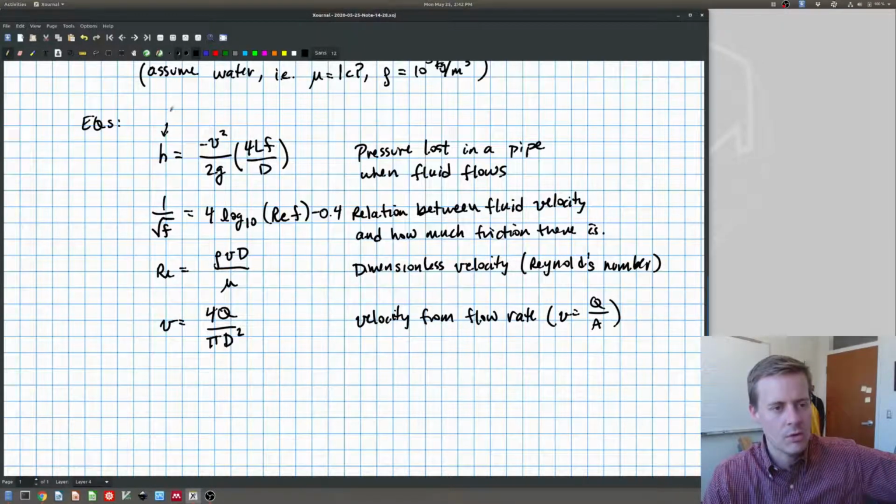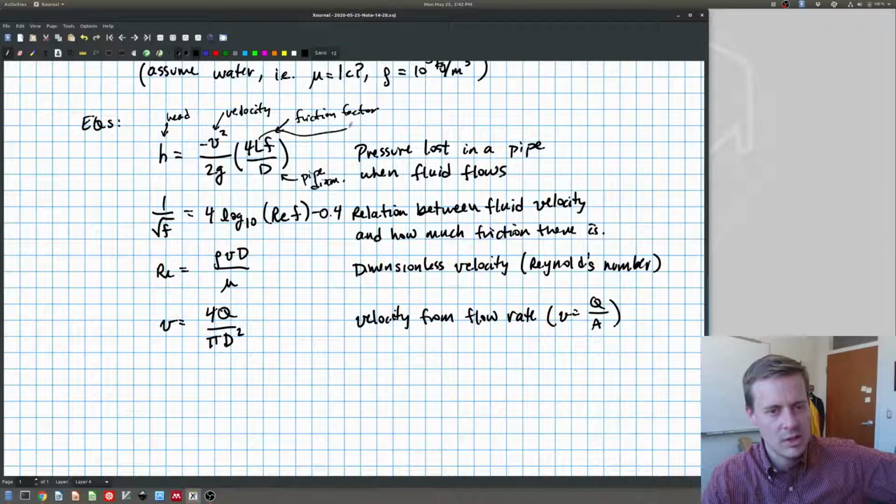So this, I'll just write down, this is the head, this is the velocity, okay? This is the friction factor, okay? This is the pipe diameter, okay? And this is the length of the pipe.